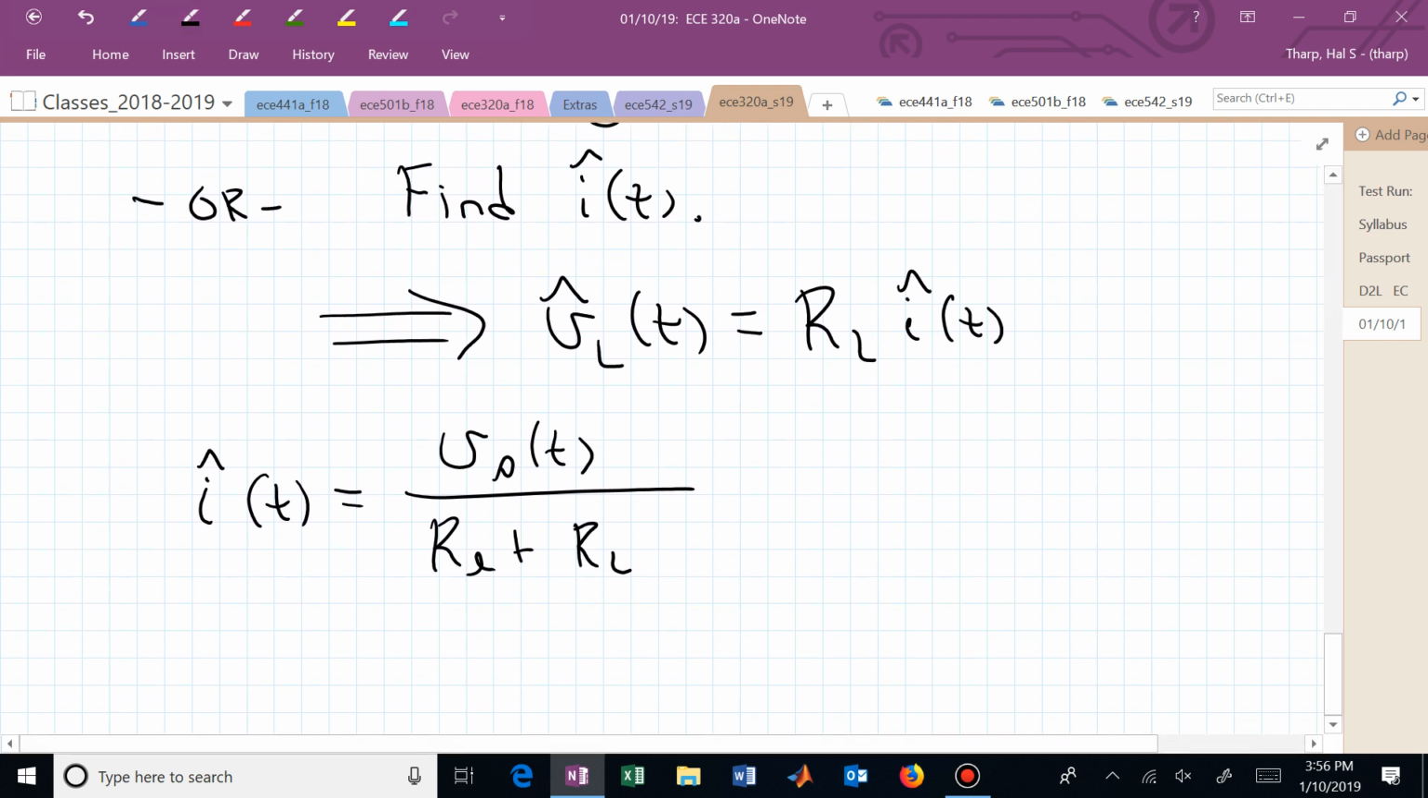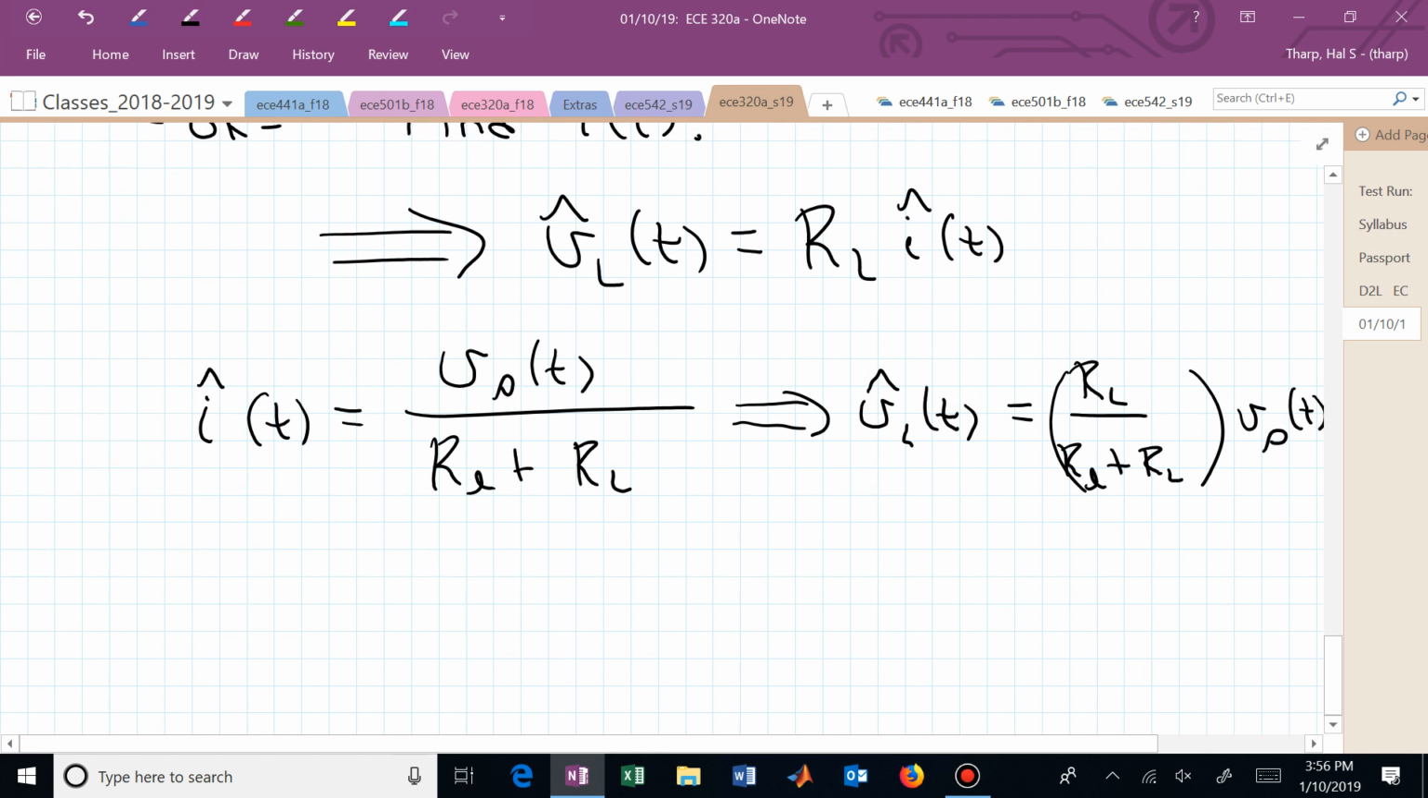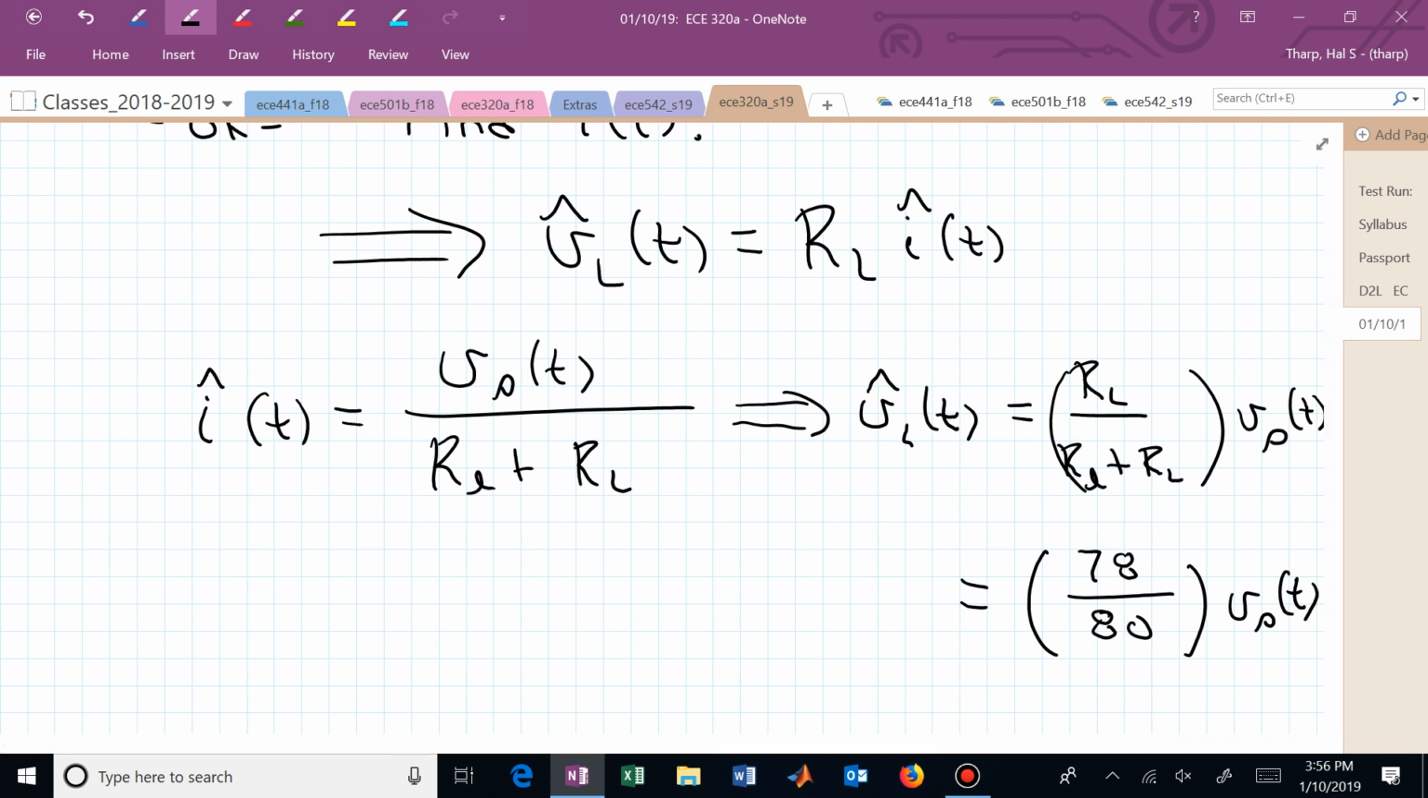And in this case, what does that really mean? Well, if we now did that, V sub L of t is now R sub L over R sub little l plus R sub L, and there's our voltage divider that if we didn't remember, we now have it in front of us. And in this case, R sub capital L was 78, and R sub little l was 2, so we now have a fraction, and it's a big fraction of what we started with. It's less though, isn't it? We now have 78 over 80.